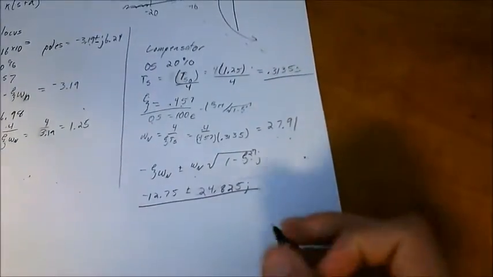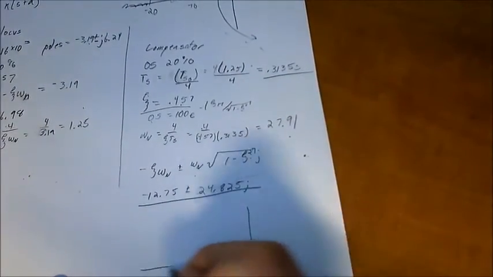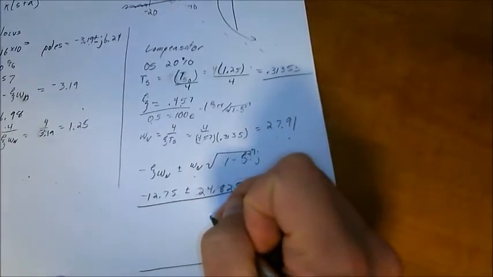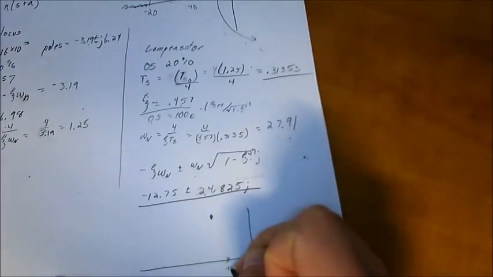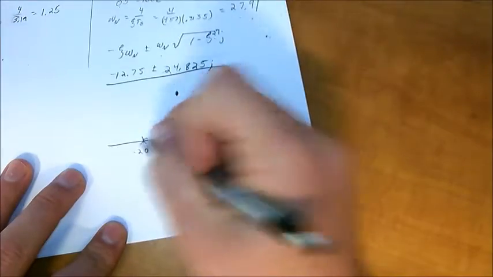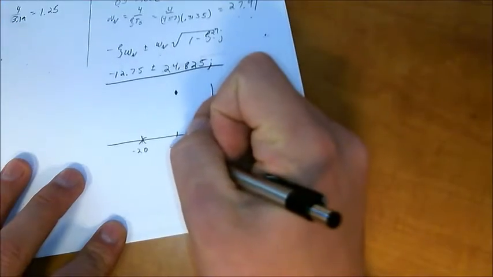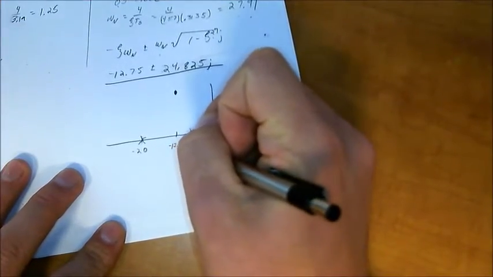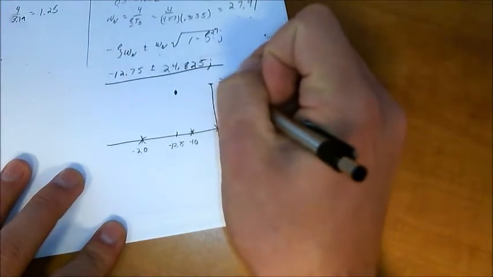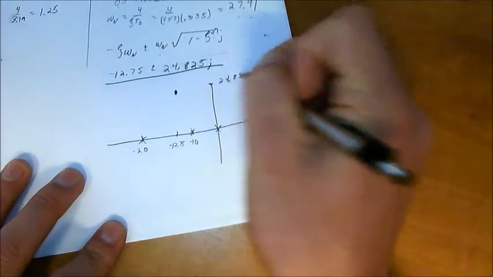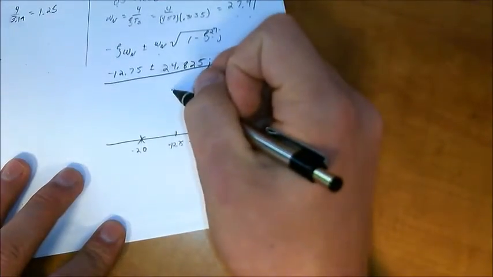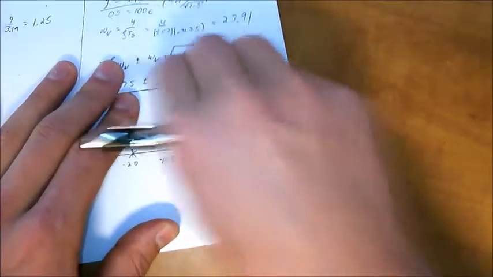So I'm going to redraw one more root locus plot with our new system here. I'm going to put negative 10 right here, negative 20 right there. We have an x there, still an x at 0. And then here at negative 12.75 and at 24.83, I'm going to round that up, we have this new set of poles up here.